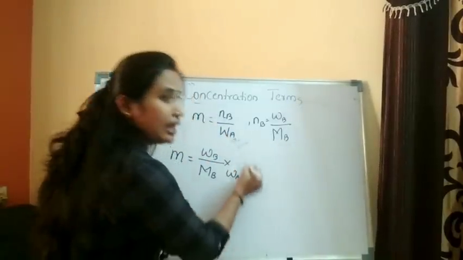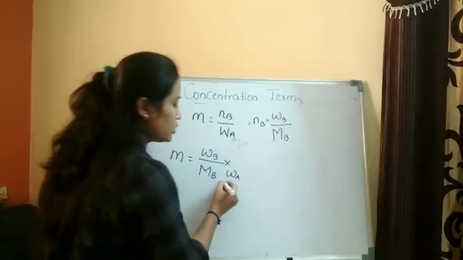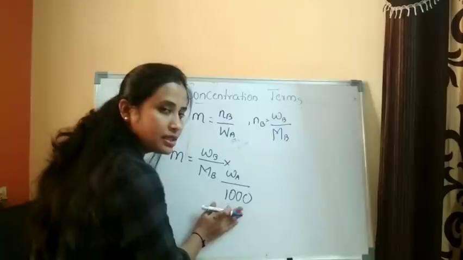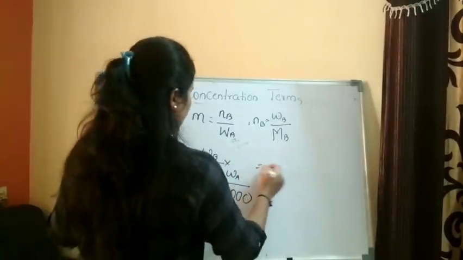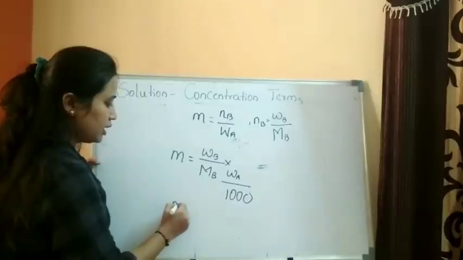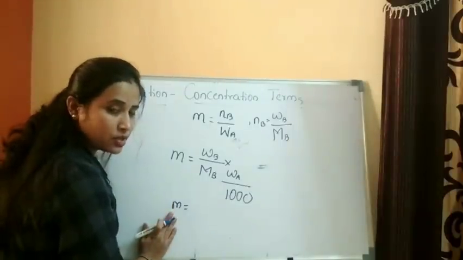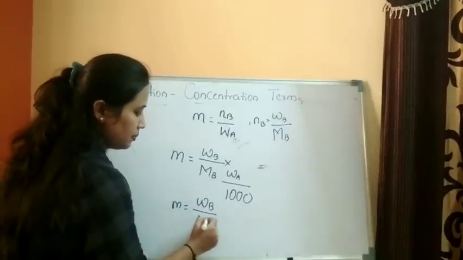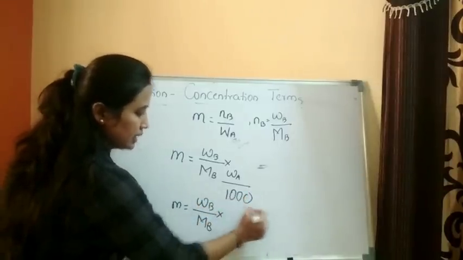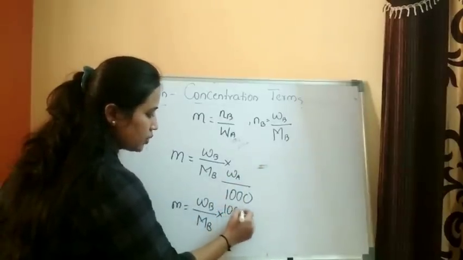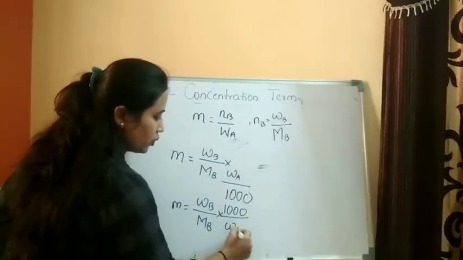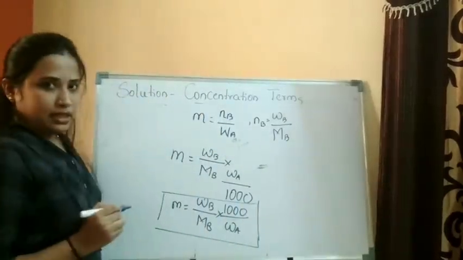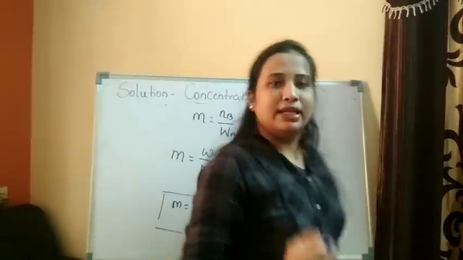So I can select any weight of the solvent, so that it is WA, the specified weight, divided by the standard 1000. So I am going to write here m is equal to, m means molality, WB divided by MB, into 1000, when the 1000 moves to the numerator, over WA. So this is the expression for the molality. This is how you need to find out the molality of the solution.